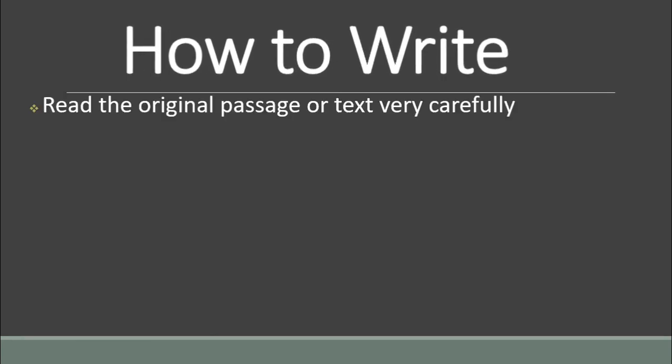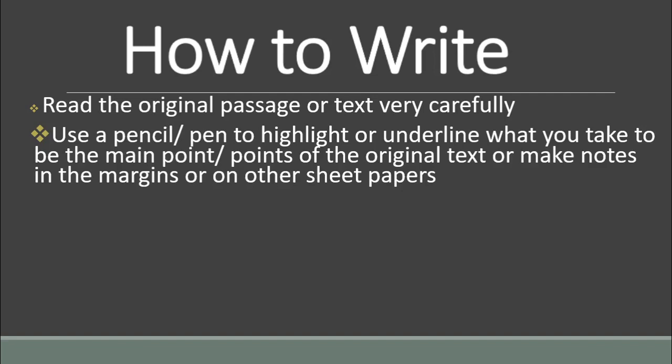How to write down a summary? At first, you have to read the original passage or text very carefully. Use a pencil or pen to highlight or underline what you take to be the main point or points of the original text, or make notes in the margins or on other sheets of paper.